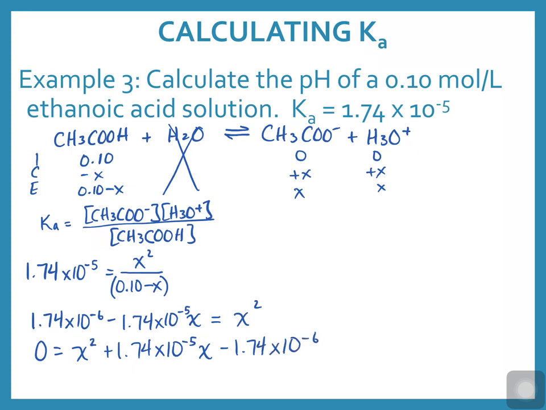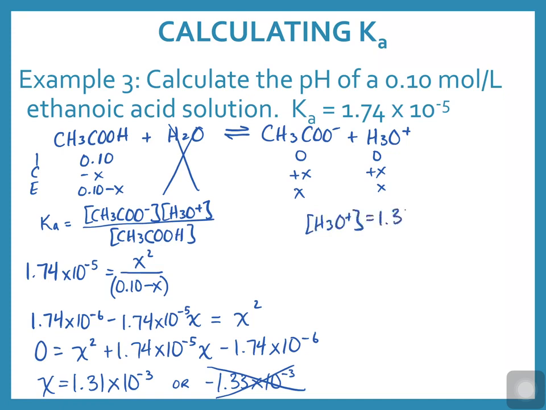so now I can plug this into my calculator to solve for x, and that gives me either x equals 1.31 times 10 to the negative 3 moles per liter, or it equals negative 1.33 times 10 to the negative 3. And that doesn't make sense because I can't have a negative concentration, which means that my hydronium ion concentration is equal to 1.31 times 10 to the negative 3, and I can now use that to solve for pH.